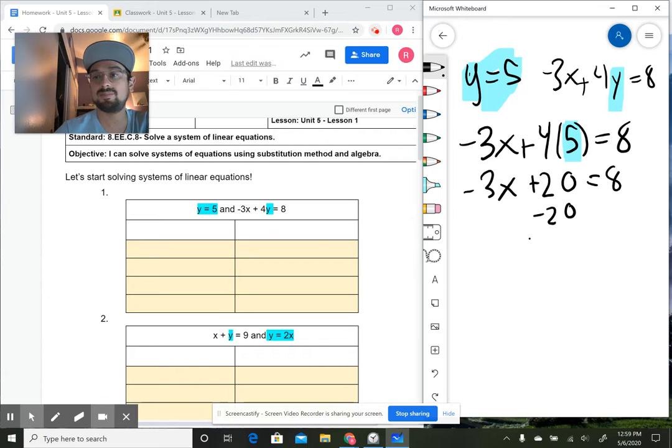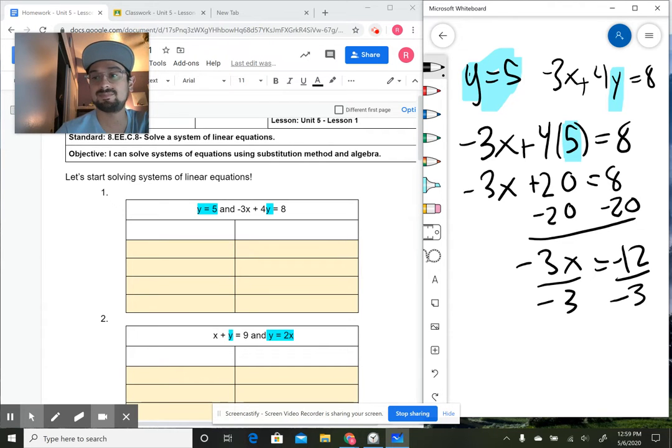Subtract 20 on both sides. So you get negative 3x equals negative 12. And then you're going to divide by negative 3 for the last step. So x equals 4. Okay.